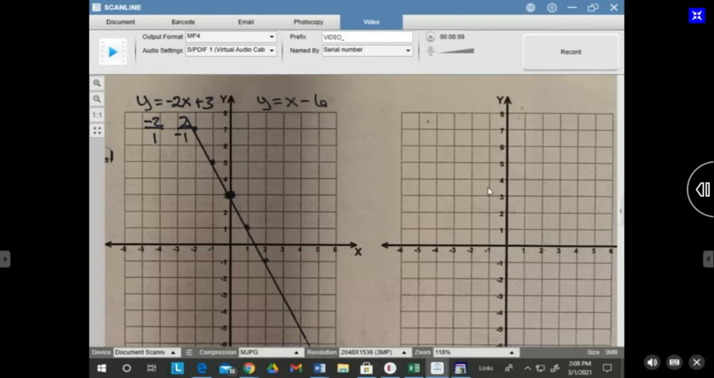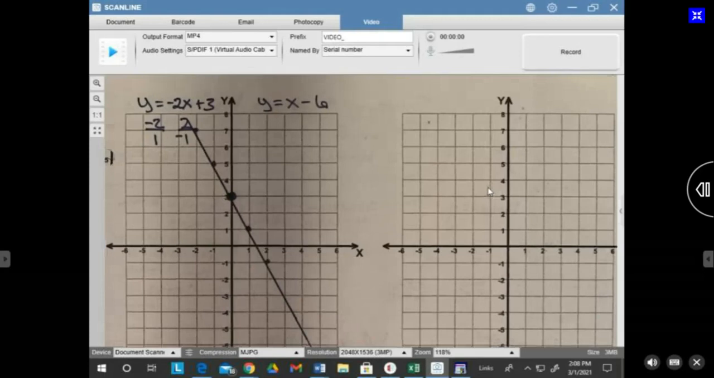Okay. What are we doing? Now you have to graph y equals x minus 6 on the next graph. Same graph. This is a system. So we start at -6. I'm trying to be a little bit tricky there. What is my slope on that one? 1 over 1. So up 1, right 1.